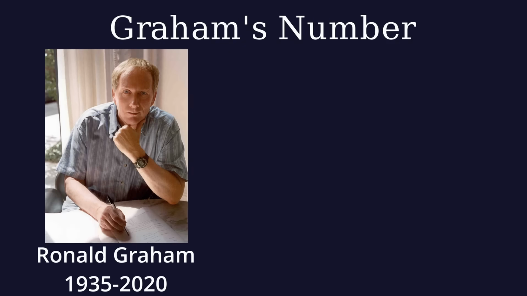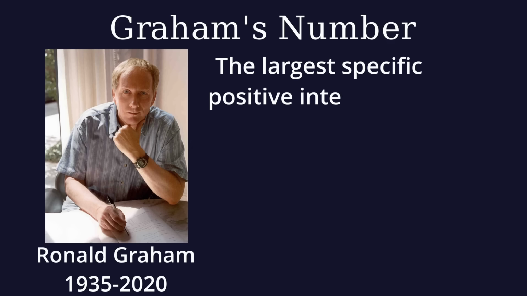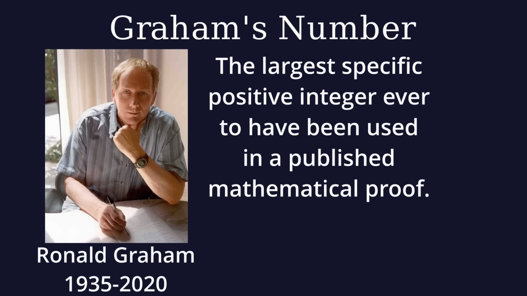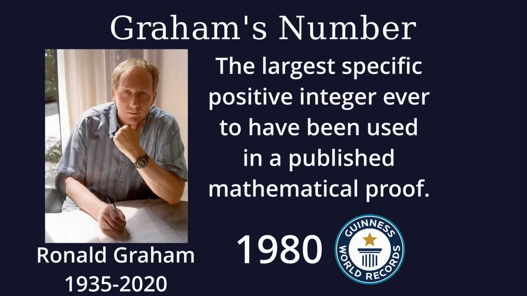Graham's number was used by Ronald Graham as a simplified explanation of the upper bounds of the problem he was working on. At the time of its introduction, it was the largest specific positive integer ever to have been used in a published mathematical proof. In 1980, Graham's number was described in the Guinness Book of World Records. Since then, many bigger numbers have appeared in mathematical proofs.